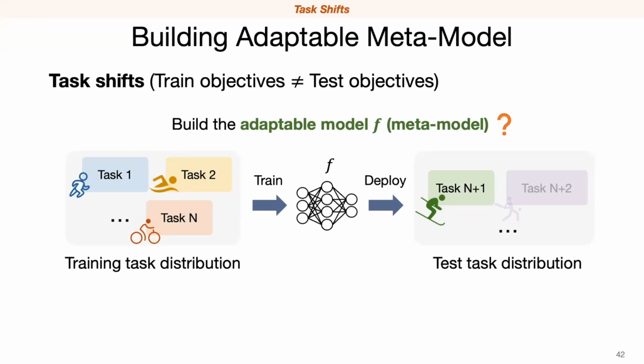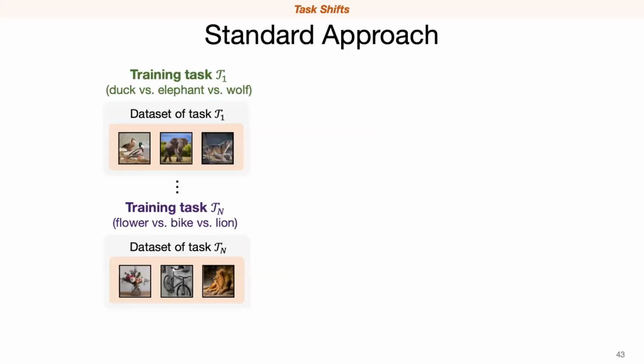So the key point here is that we need to build a very good adaptable model function F, and in the machine learning field, we typically call it a meta model. The standard approach to build such a meta model is to collect a bunch of training tasks. Here, each training task is to classify 3 different objects. And we use these training tasks with different kinds of meta learning algorithms to train a meta model.